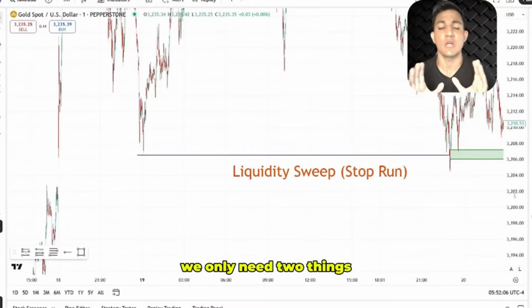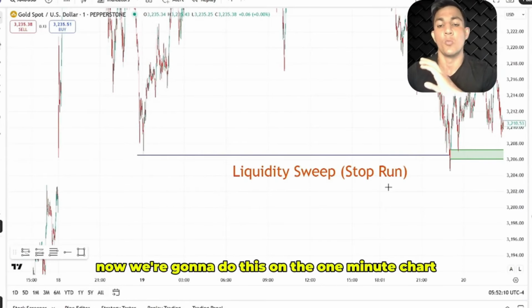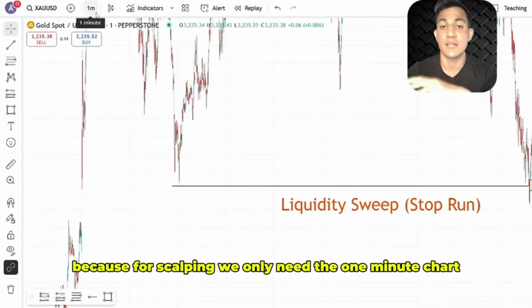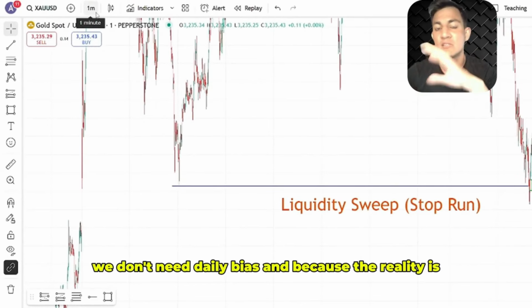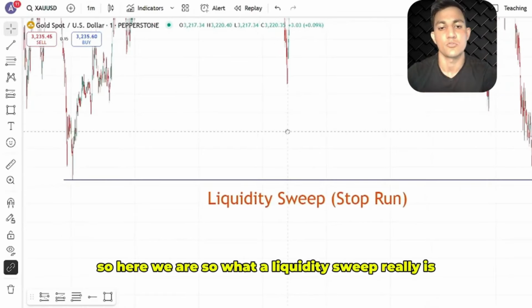Okay, so for this strategy, we only need two things. We need a liquidity sweep and we need a fair value gap. Now, we're going to do this on the 1-minute chart because for scalping, we only need the 1-minute chart. We don't need daily bias because the reality is, on the 1-minute chart, daily bias doesn't really matter that much. So here we are.